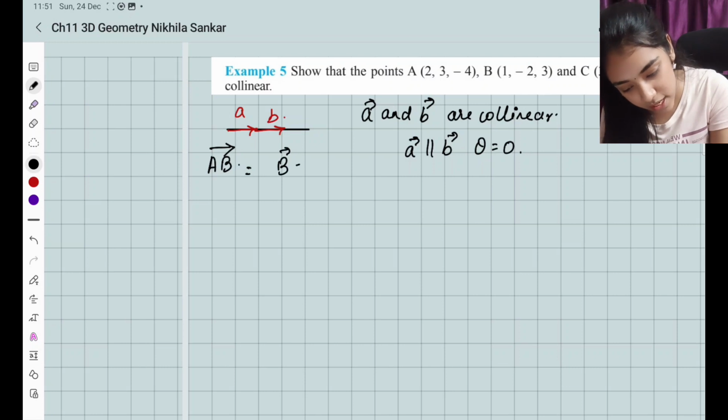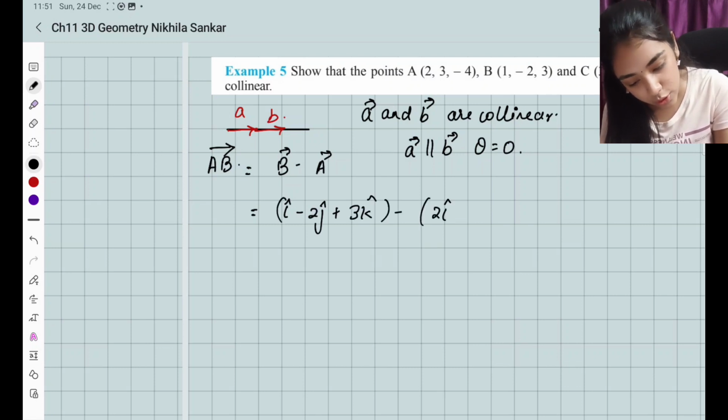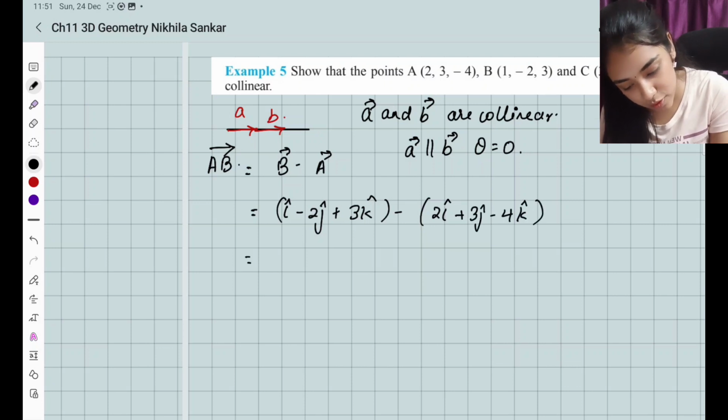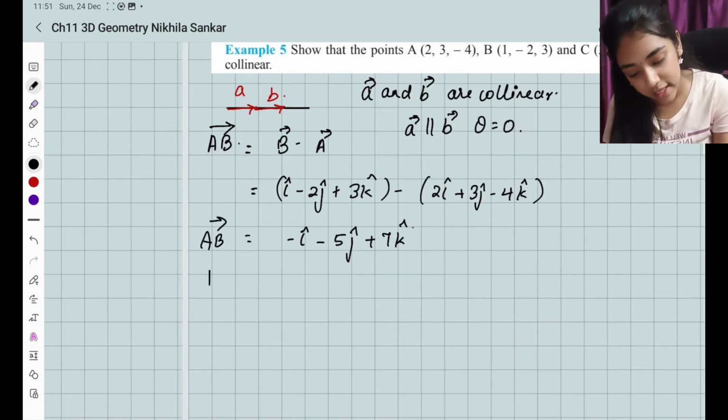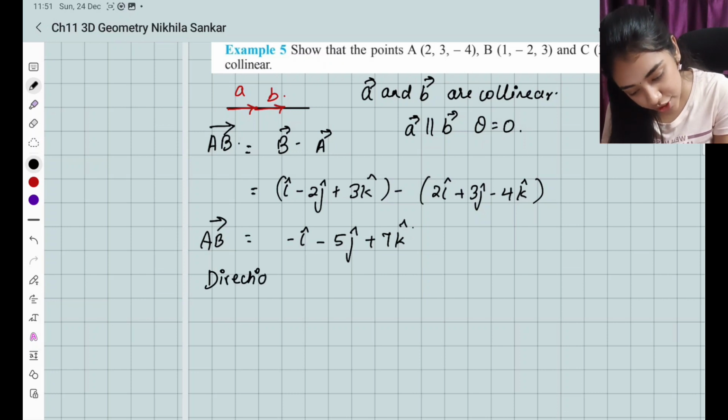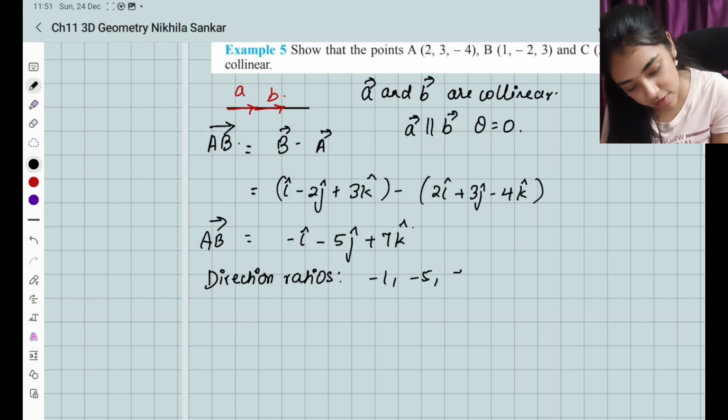So this is going to be B minus A, which is going to be I cap minus 2J cap plus 3K cap minus A, which is 2I cap plus 3J cap minus 4K cap. So this is going to be minus I, minus 2 minus 3, which is minus 5J cap, 3 minus of minus 4, so plus 7K cap. So AB is going to be something like this. What are the direction ratios for this? So direction ratios are the components: minus 1, minus 5 and 7.